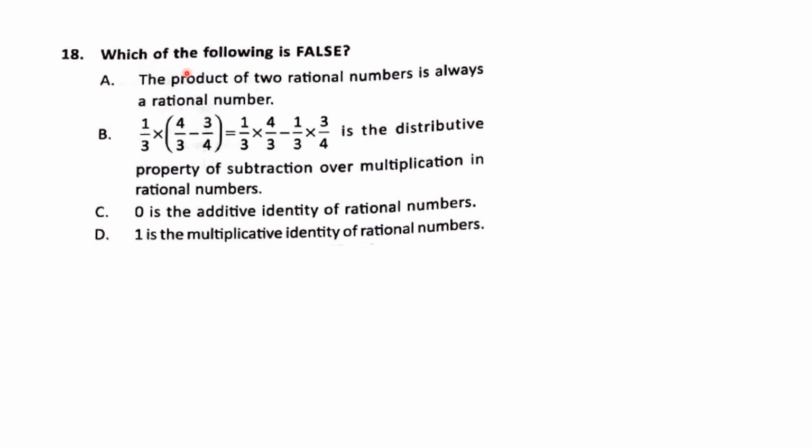Now question number 18. Which of the following is false? I will read each statement one by one and then we will see which statement is false. The first one: the product of two rational numbers is always a rational number. Yes, this is correct. If you multiply any two rational numbers, the product will always be a rational number. This is true. Now the second is given as 1/3 multiplied by (4/3 minus 3/4) is equal to 1/3 into 4/3 minus 1/3 into 3/4. This is correct. This is distributive property. So this is the distributive property of subtraction over multiplication.